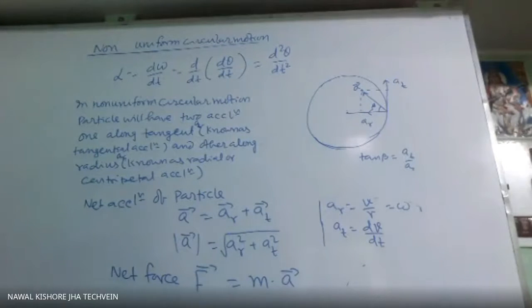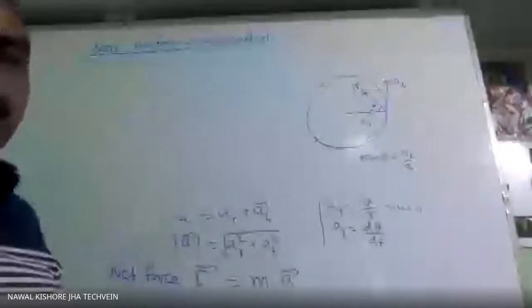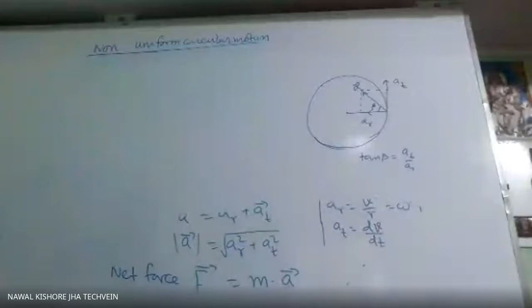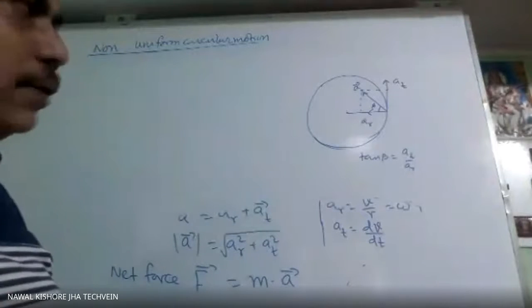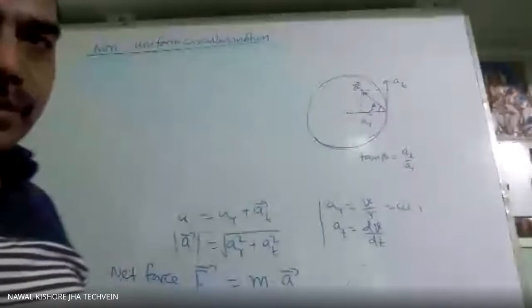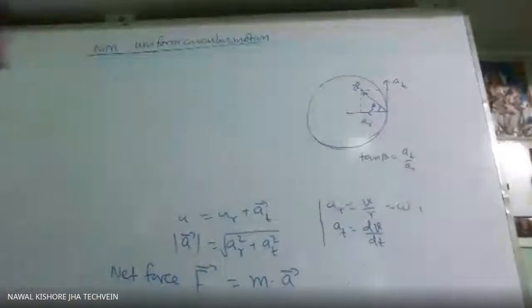Now, as the velocity is variable here, there are two cases. One may be that the acceleration is constant. Generally in case of non-uniform circular motion, especially in the second part, rotational motion, non-uniform circular motion will always be there. So in case of non-uniform circular motion, if acceleration is constant, we can have equations of motion same as linear motion.